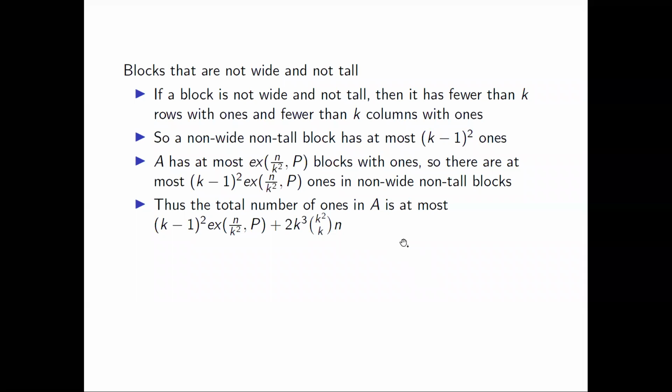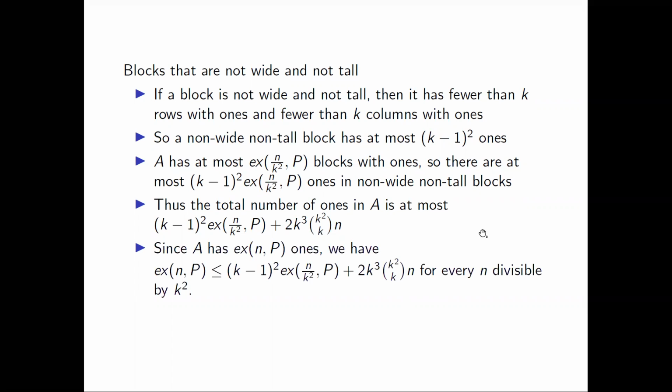So we have the number of ones in A here. And now recall what we assumed about A. We assumed A was an n by n matrix. It avoided P. It had the maximum possible number of ones. In other words, the number of ones in A was equal to ex(n, P). So we have ex(n, P) is less than or equal to (k minus 1) squared times ex(n over k squared, P) plus 2k cubed times (k squared choose k) times n for every n divisible by k squared. So remember, we were assuming that. So the fact that we have these n over k squareds is fine because n is divisible by k squared.